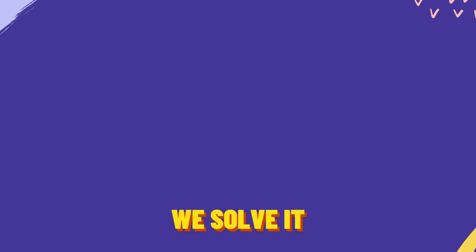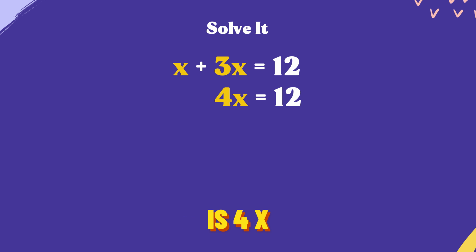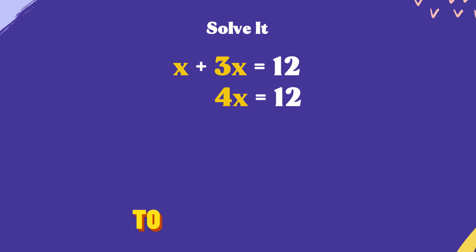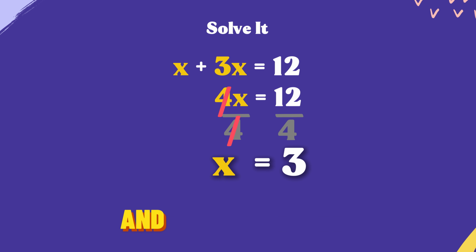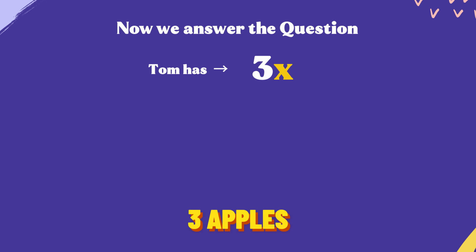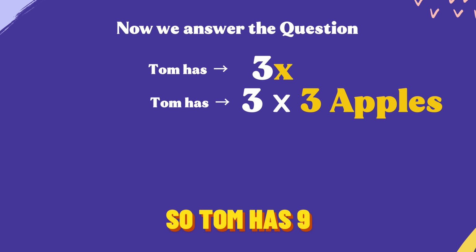Now we solve it. X plus 3x is 4x. So that becomes 4x equals 12. To cancel out the 4, we divide it by 4. So x equals 3. And now we answer the question. Tom has 3 times 3 apples. So Tom has 9 apples.